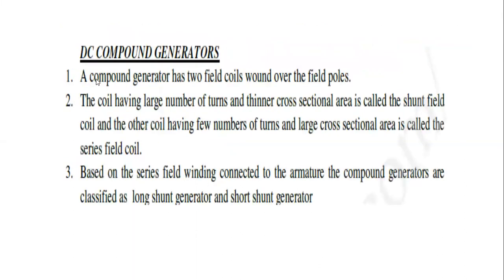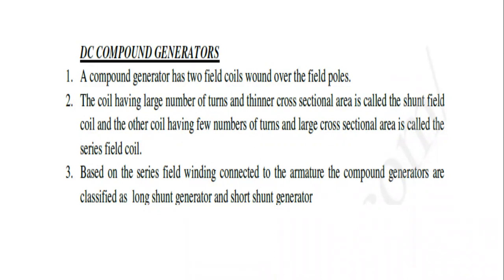Next, coming to the compound generator. The compound generator has two windings, that is the series winding and the shunt winding. In the previous class we discussed the shunt generator and the series generator. In the shunt generator we have the shunt field winding, in the series generator we have the series field winding, but in the compound generator we have both windings.